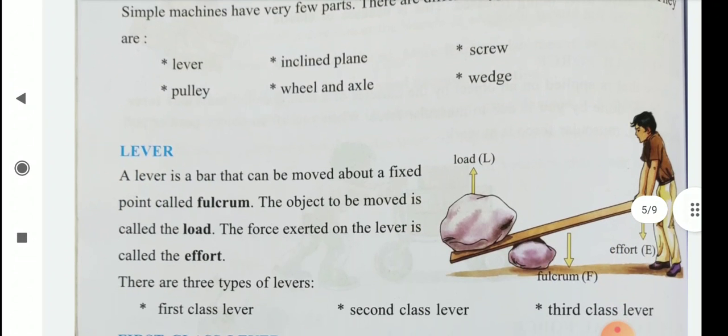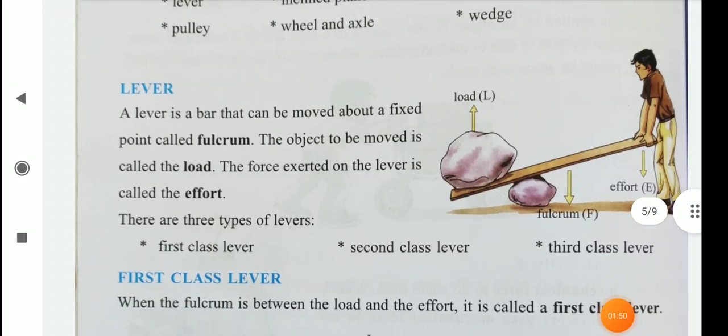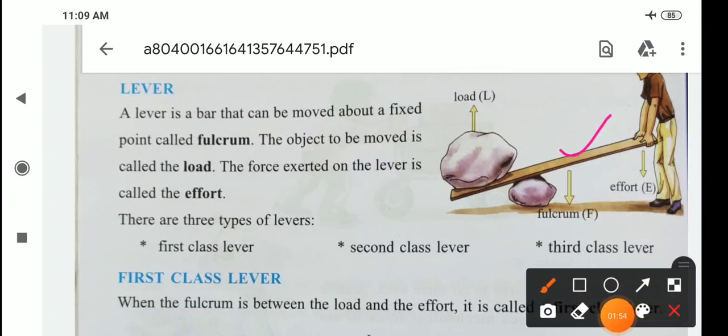Then lever. So first, children, you see what is a lever. A lever is a bar that can be moved about a fixed point called the fulcrum. Okay. So children, here you see this is the fulcrum. The object to be moved is called the load. This is the load. The force exerted on the lever is called the effort. So children, understood, in the lever three parts are there, that is effort, fulcrum, then load. Okay.